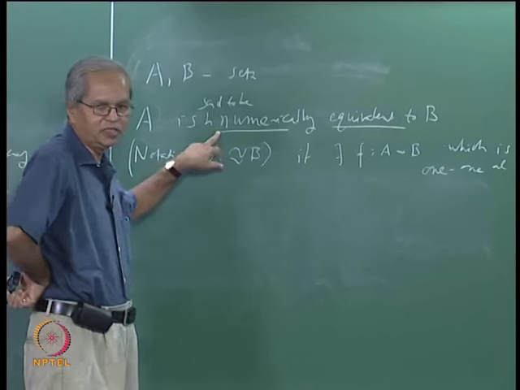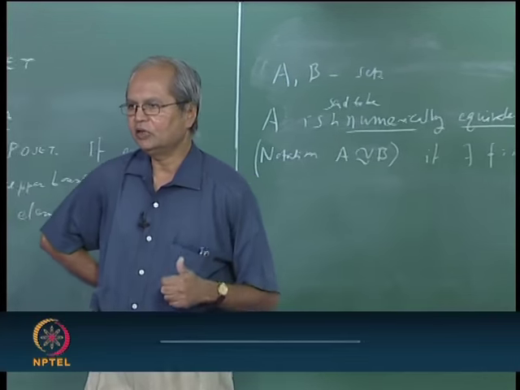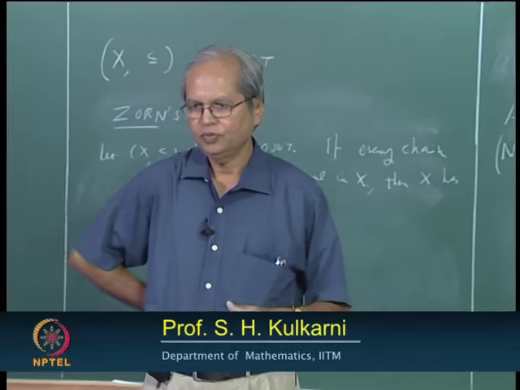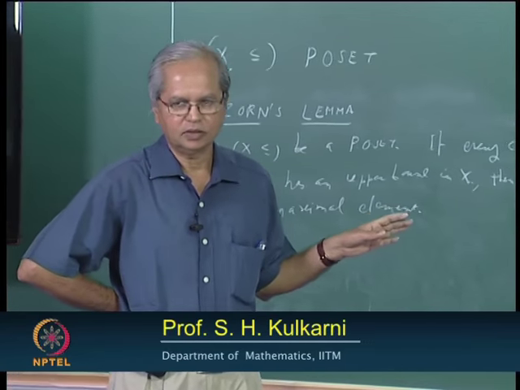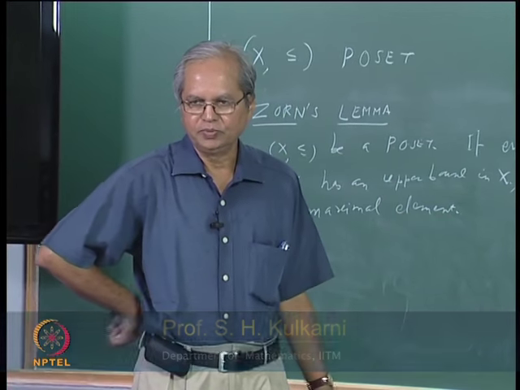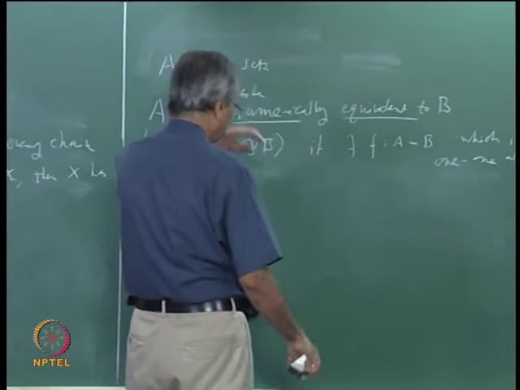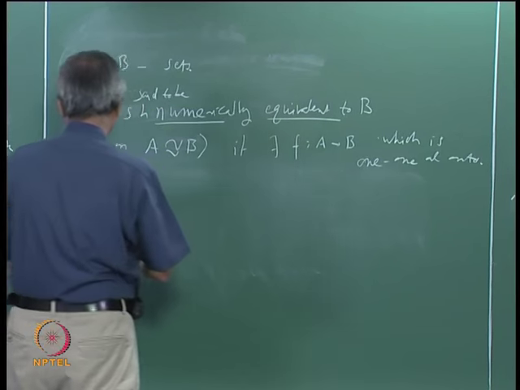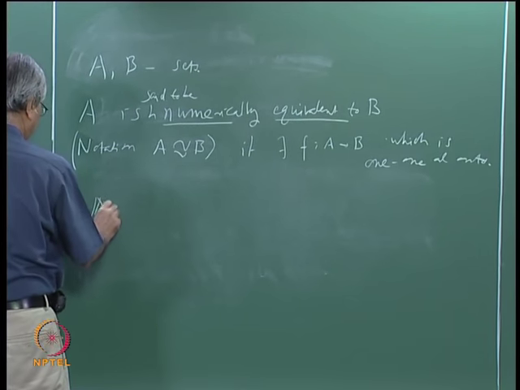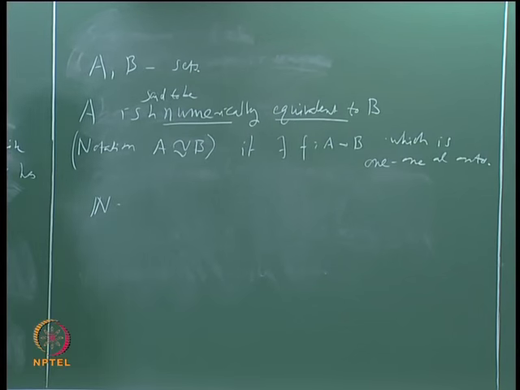Basically, this is a notation which says that A and B have the same number of elements. That is the meaning of saying that A is numerically equivalent to B. All right. Now, let us take this set of all natural numbers.